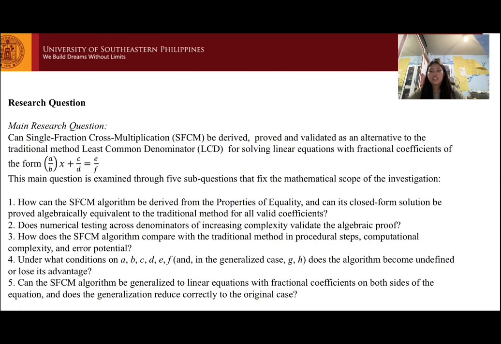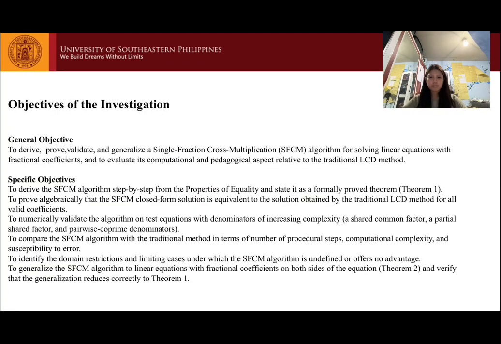And lastly, we examined whether the algorithm can be generalized to equations with fractional coefficients on both sides and whether this generalized form correctly reduces to the original theorem. And as for the objectives of the investigation, the general objective is to derive, prove, validate, and generalize the single fraction cross multiplication algorithm and evaluate it as an alternative to the traditional LCD method.